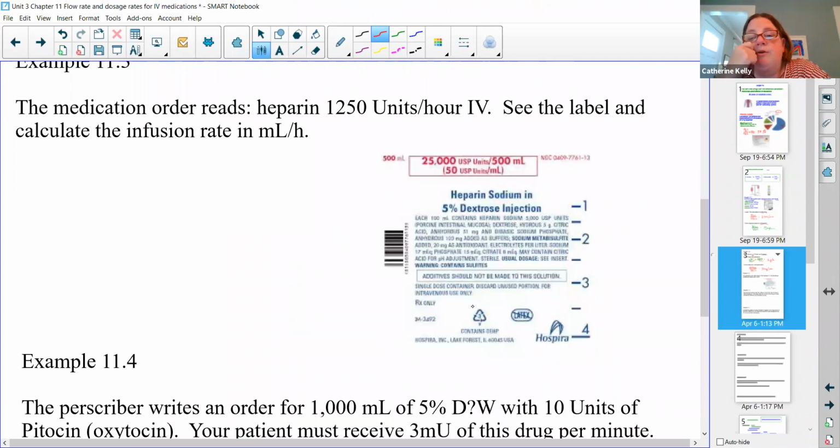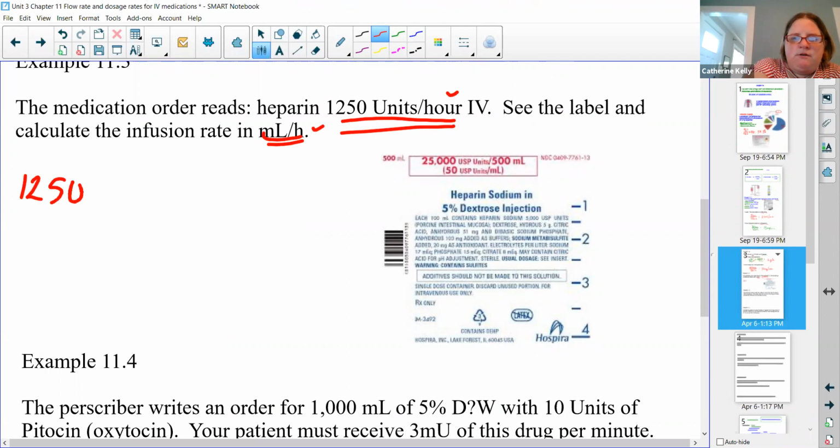The medication order reads heparin, 1250 units per hour through an IV. See the label and calculate the infusion rate in milliliters per hour. So I need milliliters per hour, and all I have are units per hour. So since hours is in the bottom, I can start with that. So I can say 1250 units per 1 hour. But I need milliliters per hour.